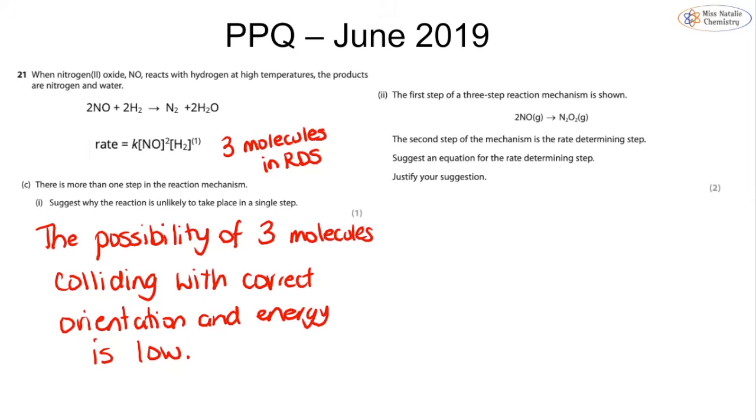So the first step in the 3-step reaction mechanism is shown below. We have 2 molecules of NO reacting to form N2O2. And the second step is the rate determining step. Suggest an equation for the rate determining step and justify it. In this case, we're looking at our rate equation. So we have k[NO][H2].